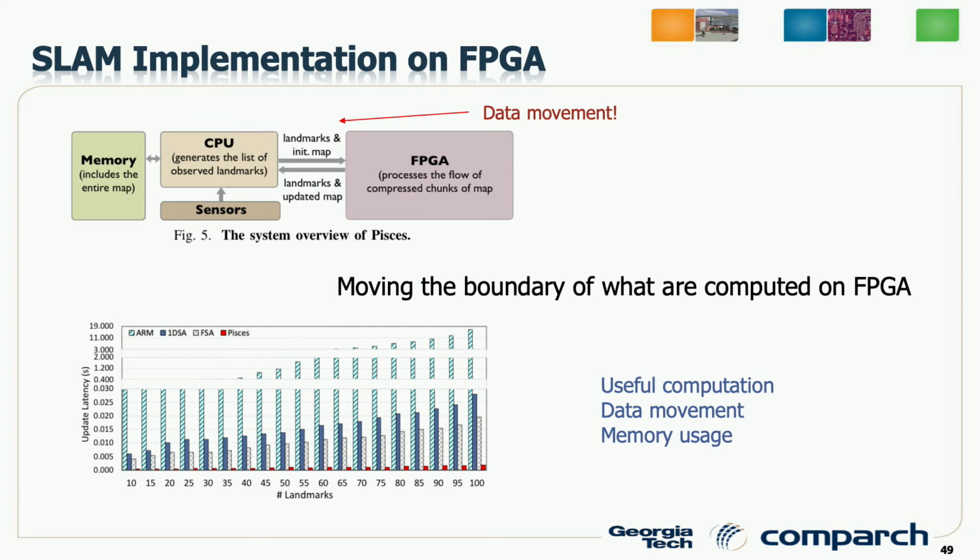So in this case, we were able to achieve a significant performance benefit. The red bar is the performance benefit we got, and lower is better compared to other techniques. One of the reasons we were able to achieve a significant performance benefit was that we were able to offload more computations and reduce the amount of data that needs to be transferred from the CPU to FPGA.